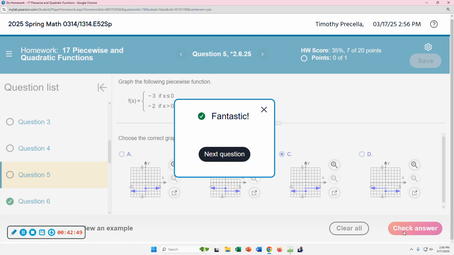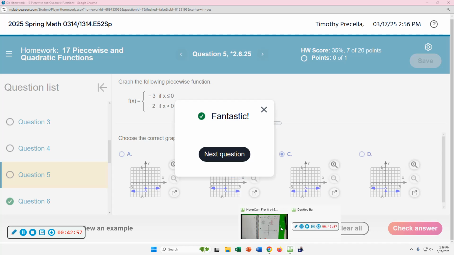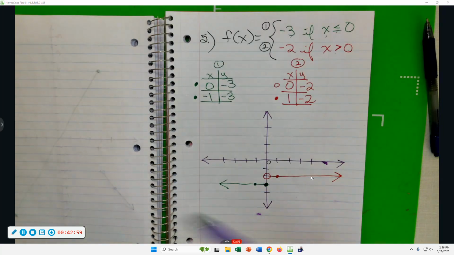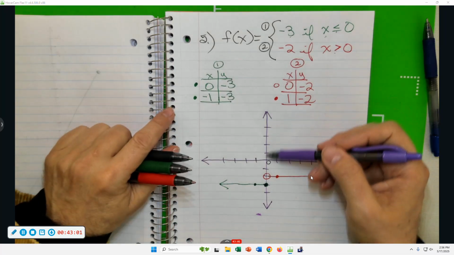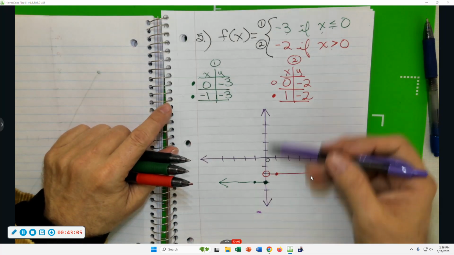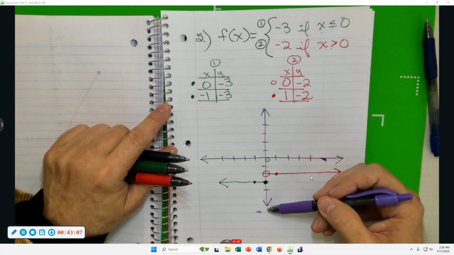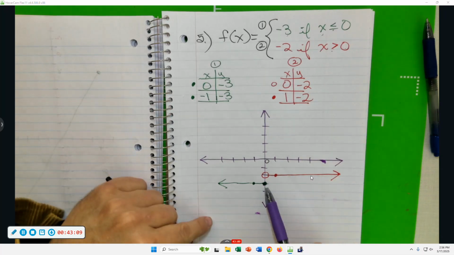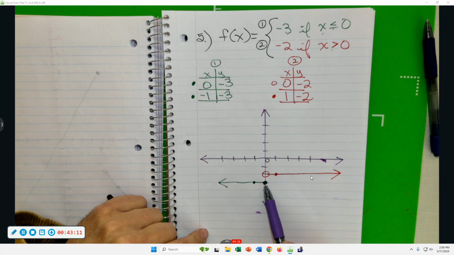Realize these are functions and they're passing the vertical line test. If it's a function, it has to pass the vertical line test. Look at this picture here. Right here, the x-axis is acting like a vertical line. I claim it only intersects the graph in one point. It intersects down here at this solid green dot. That other point isn't on the graph.